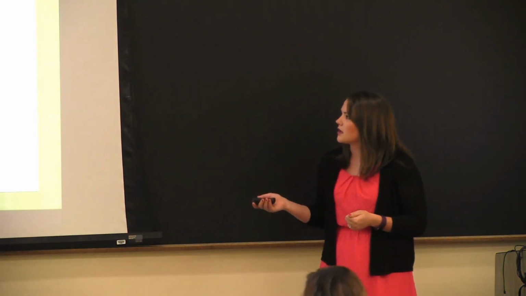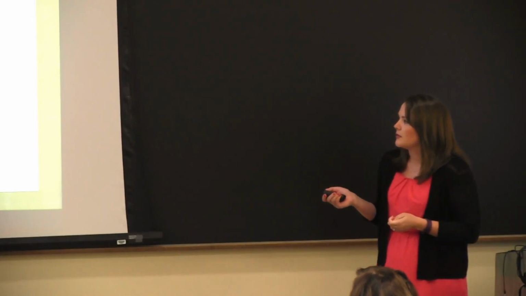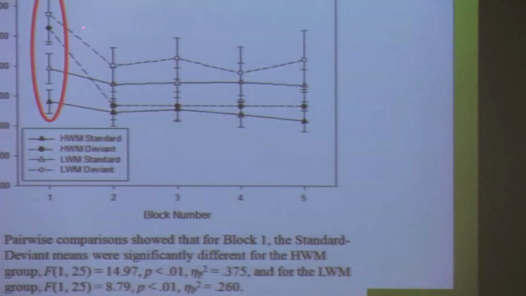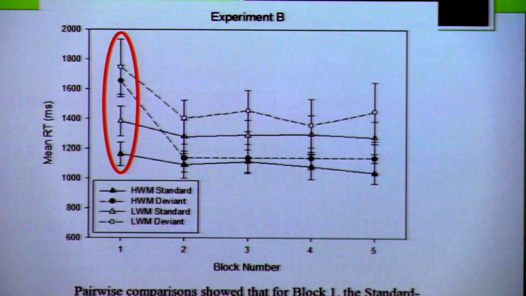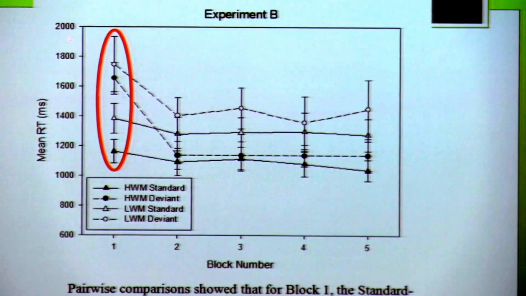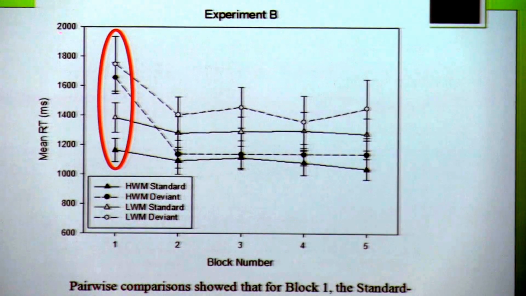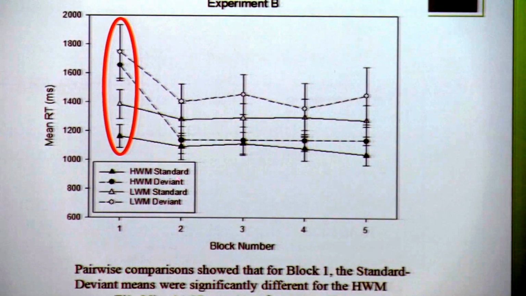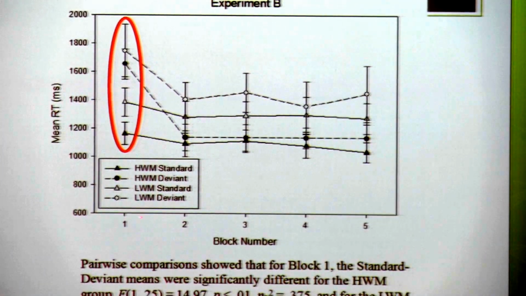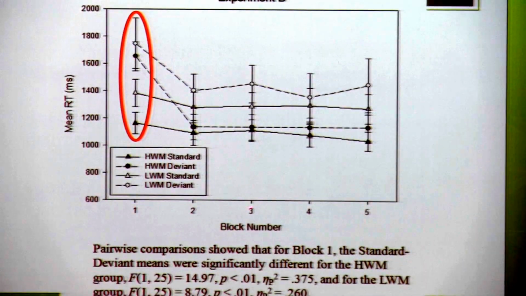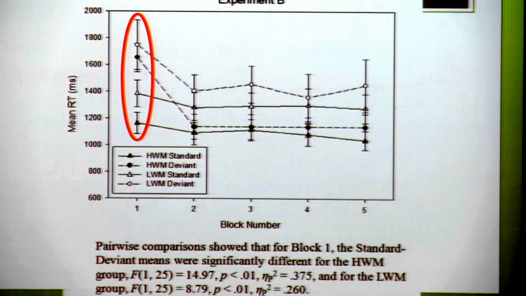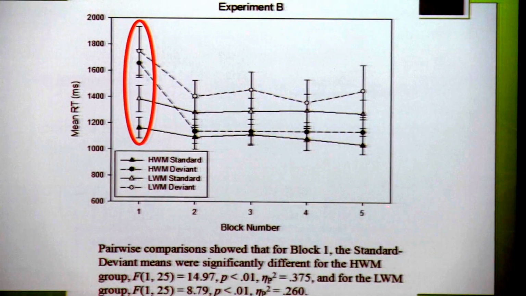So that brings us to our results. Here we've got experiment B. You can see the red circle indicates our statistical significance in this chart. On the left side here, we've got their mean response time. Up top is slower, and down at the bottom is faster. And then as we go across the bottom here, we've got the block number for the experiment. So for each experiment, they did 5 blocks of 50.